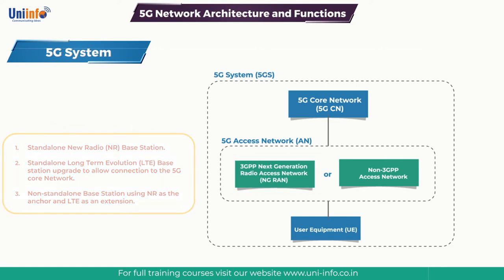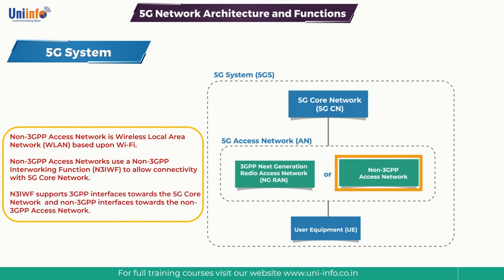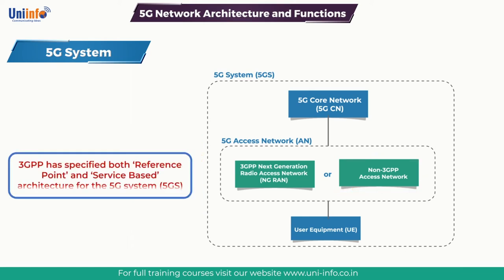An example of a non 3GPP access network is wireless local area network, that is WLAN, based upon Wi-Fi. Non 3GPP access networks use a non 3GPP interworking function, N3IWF, to allow connectivity with the 5G core network. The N3IWF supports 3GPP interfaces towards the 5G core network and non 3GPP interfaces towards the non 3GPP access network. 3GPP has specified both reference point and service based architecture for the 5G system.